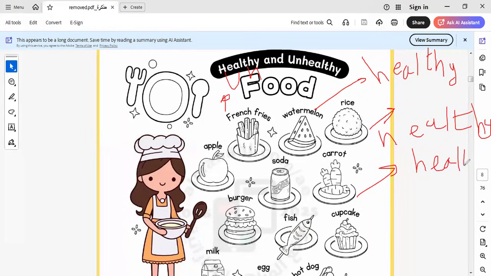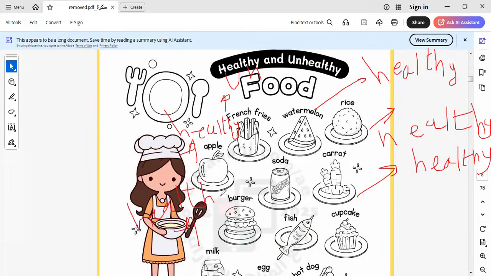I write the healthy food first, then I write the unhealthy food, okay? Here is the unhealthy food. Where is the healthy? Here is also an apple. Is it healthy or unhealthy? Healthy. So now we know how many foods here are healthy. This one, 2, 3, 4, 5, 6. I think you have six pictures that are healthy. The milk is healthy.